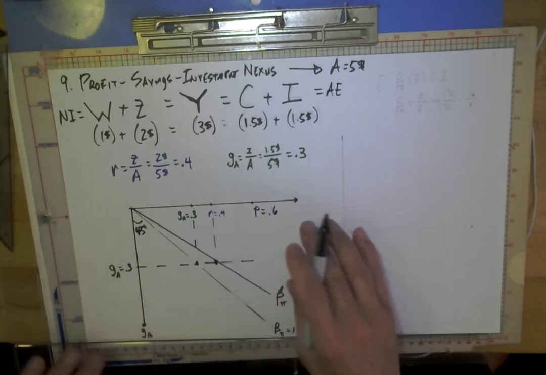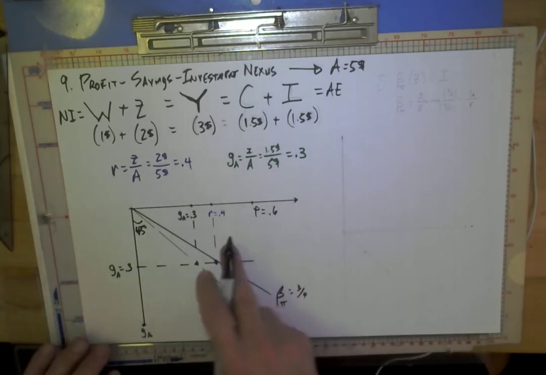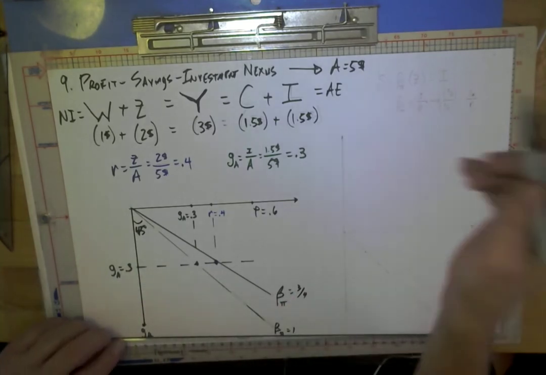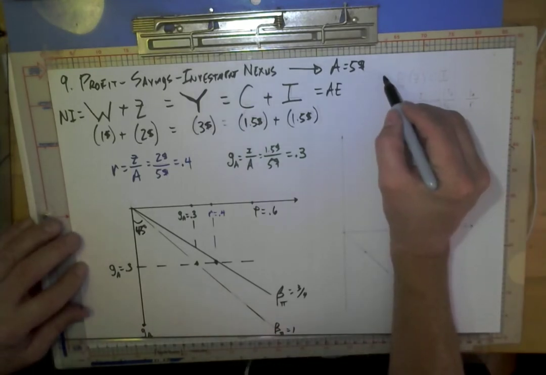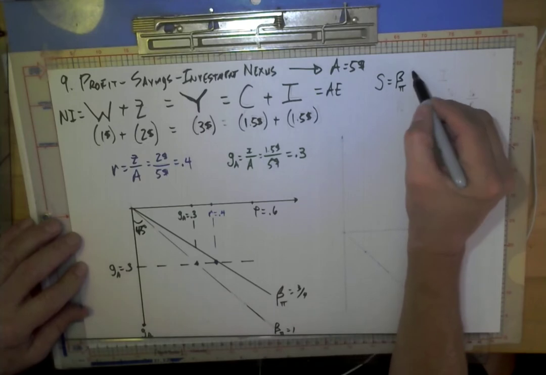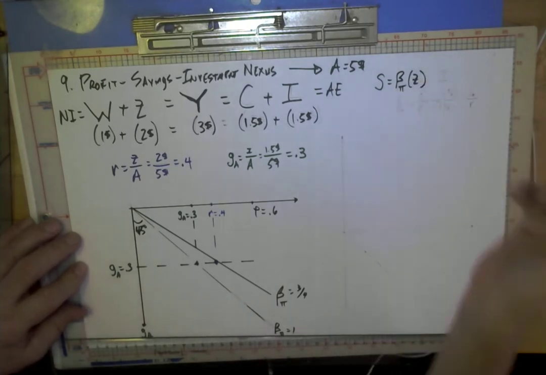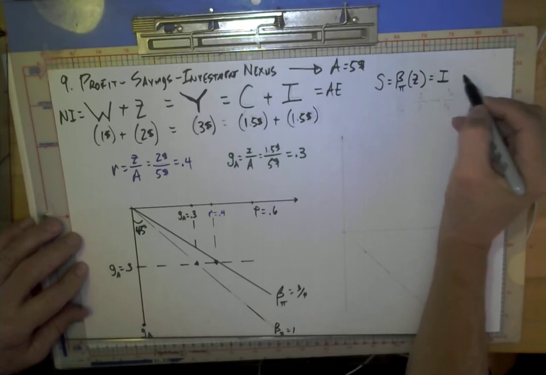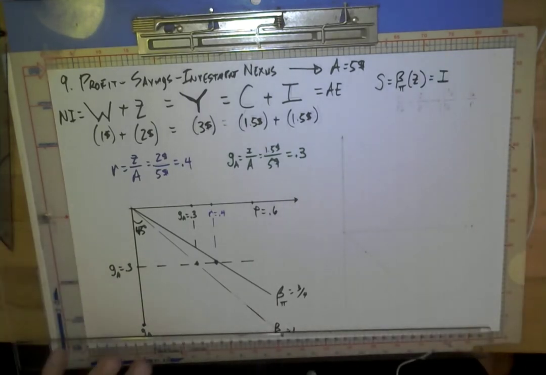So this is going to be the relationship between the growth rate and the profit rate, showing the savings propensity out of profit in that fourth quadrant. Now, what we look at here, we know that savings is going to be equal to the propensity to save out of profit revenue times the profit revenue, and we set that equal to investment. That's our macroeconomic balance condition.